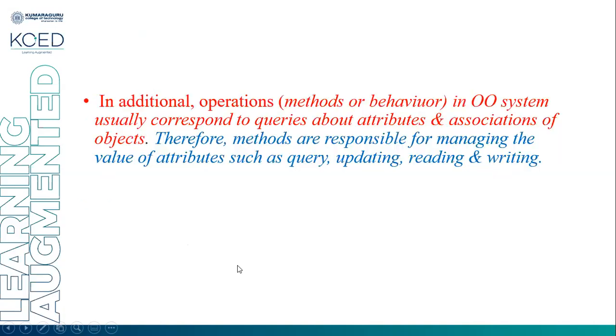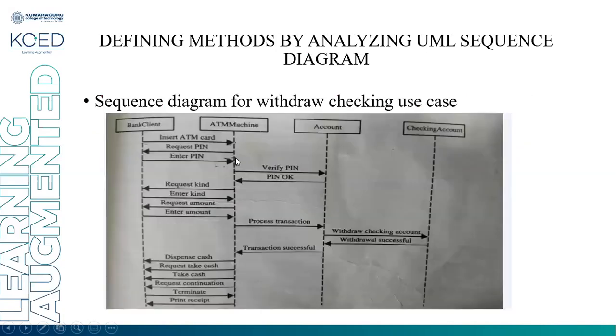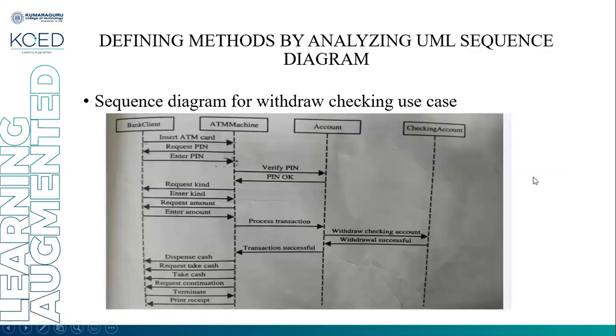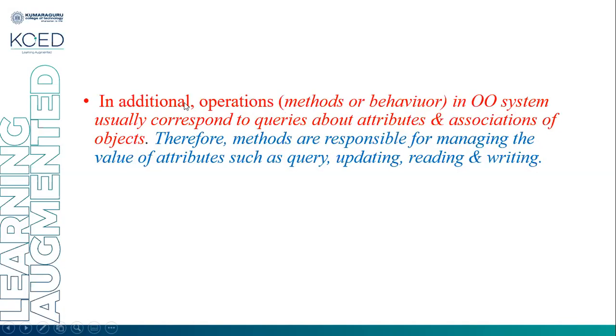and they can also be derived from scenario testing. In addition, operations, methods, or behavior in an OO system usually correspond to queries about the attributes and associations of objects. Therefore, the methods are responsible for managing the values of attributes, such as querying, updating, reading, and writing. For example, if an object is responsible for maintaining information, then the object should contain the methods responsible for maintaining it, such as querying, updating, reading, and writing operations.